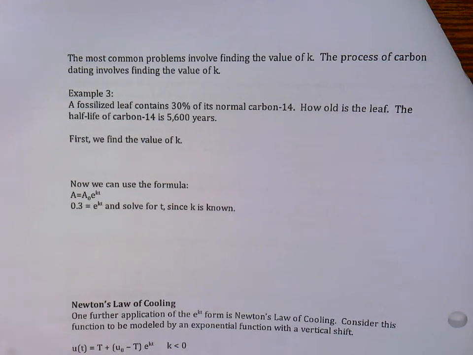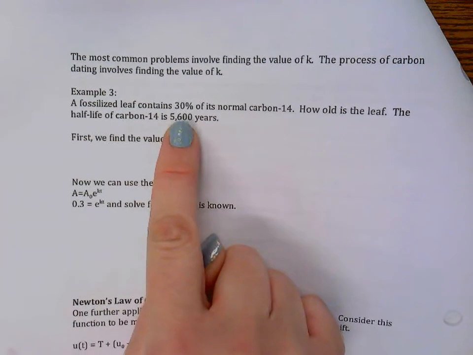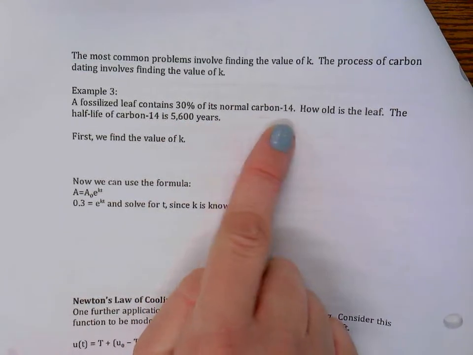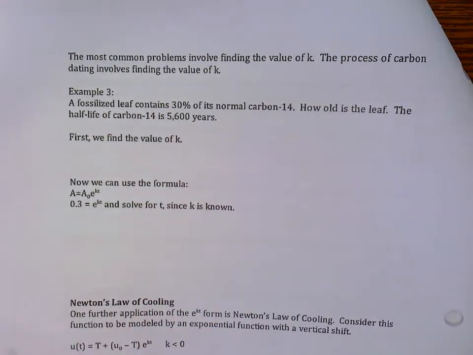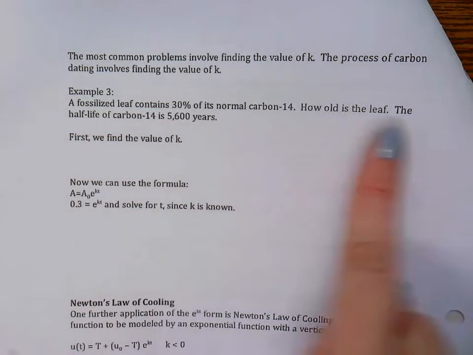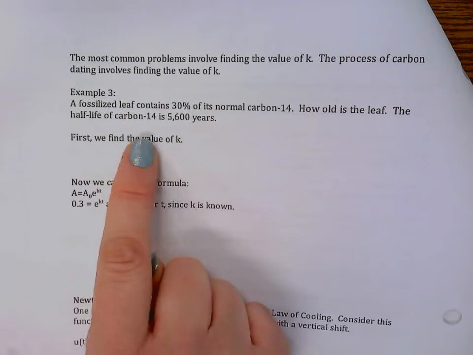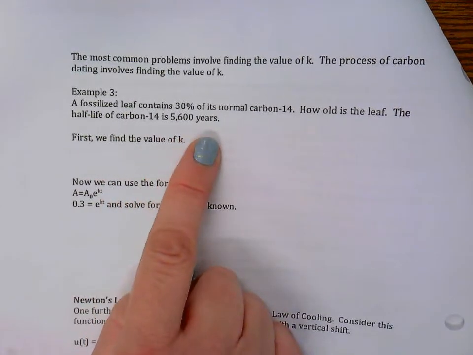fossilized leaf and it's down to only 30% of the normal carbon-14, you want to know how old the leaf is. So the first thing you have to do is find K using this information. The half-life of carbon-14 is 5,600 years.